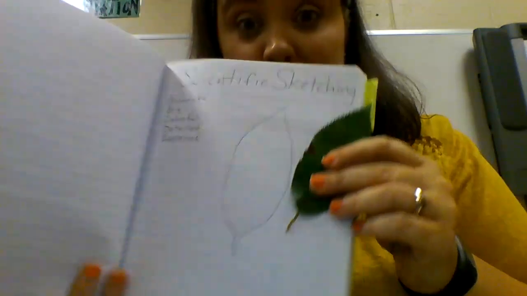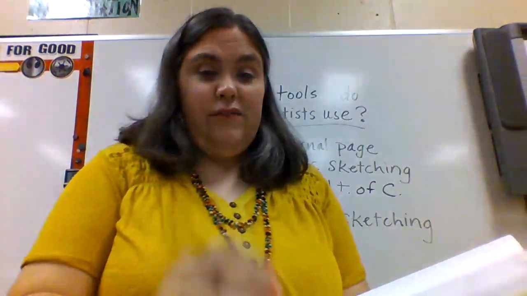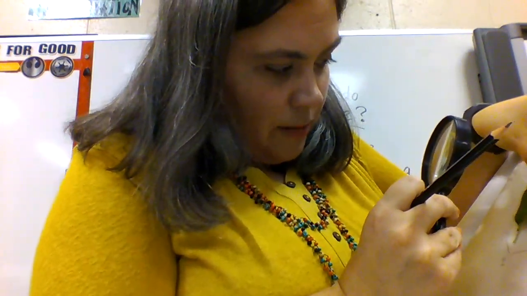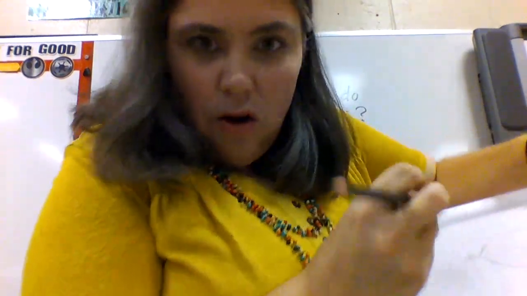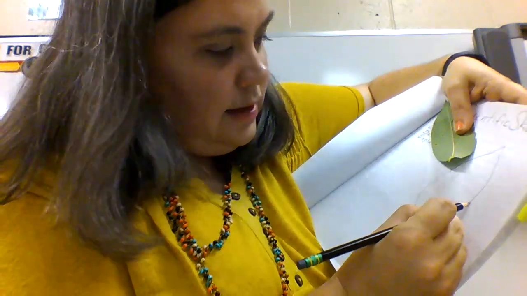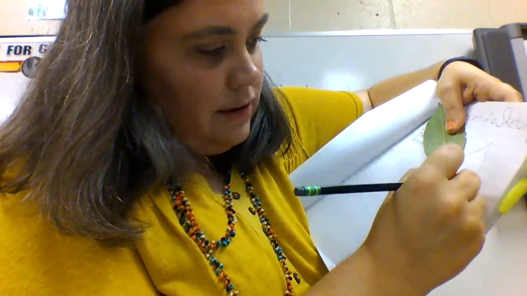All right, now I need to take that magnifying glass or that cup of water, and I need to take a real good look at my leaf. Something I notice about my leaf is that all the edges are jagged. I don't know if you can see that or not. All the edges are jagged. So I need to go back to my sketch, and I need to make all the edges jagged.